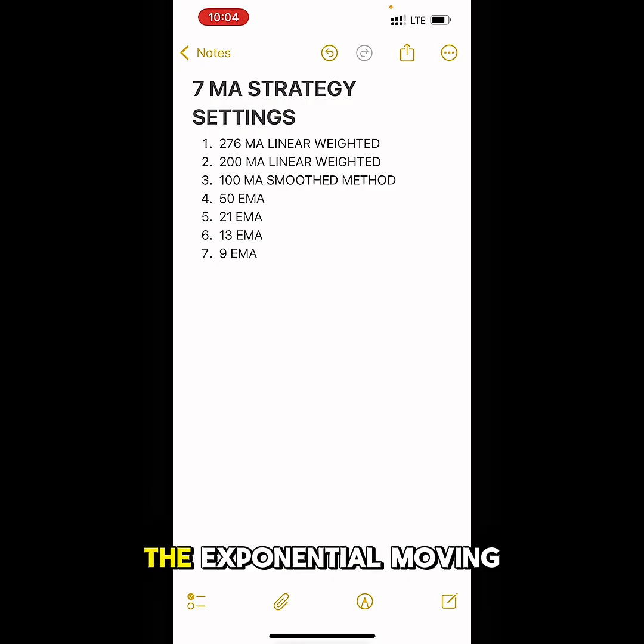Remember that all the exponential moving averages make up the lower time frame signals, or the entries at the lower time frames. And then the big moving averages, which are the 276, the 200, and the 100, make up the TP levels, which are the heavy moving averages, all right? So these are the settings. Now let's set it up.